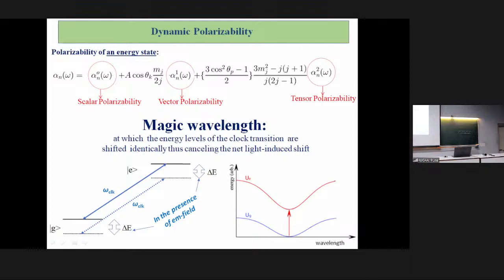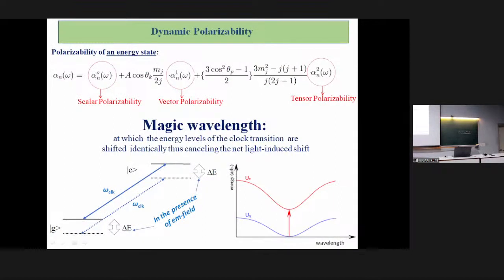There are a few wavelengths or frequencies of the laser, frequency and wavelength being inversely proportional to each other, where the polarizability of both these states becomes the same, and they shift with the same amplitude in the same direction. Polarizability of both states is exactly identical, and those wavelengths are called magic wavelengths. Nothing magic happens, this is just normal physics. Then what happens?